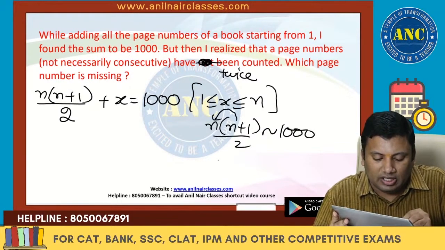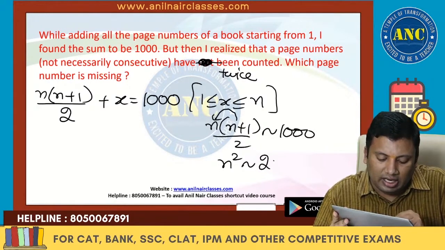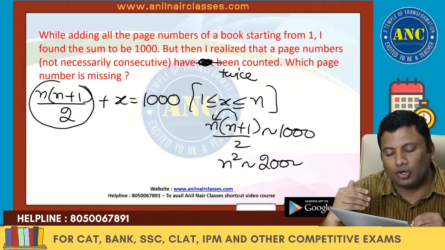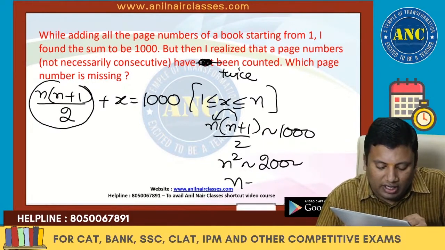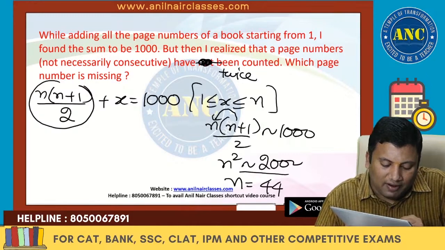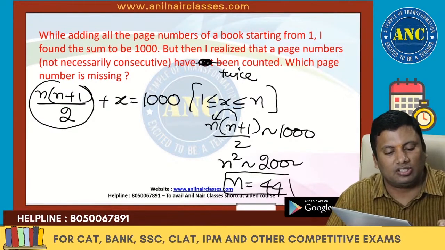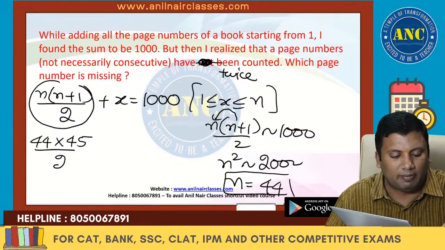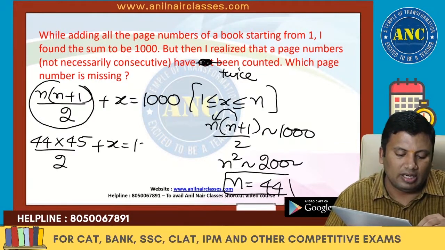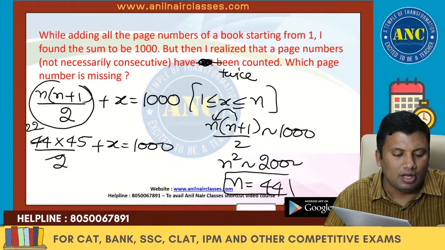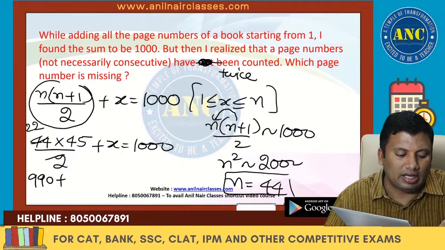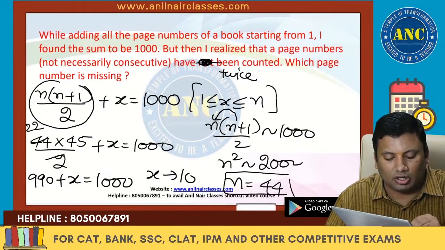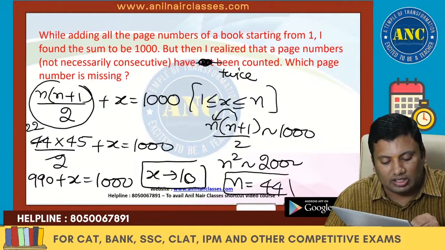N into n plus 1 is nearer to 2000, so n square is nearer to 2000. To this expression I am adding something, so I should take a perfect square just less than 2000. 44 square is 1936. So this is 44 into 45 by 2 plus x, and it is nothing but 1000. This is 990 plus x equal to 1000. The number which I added twice is nothing but 10.